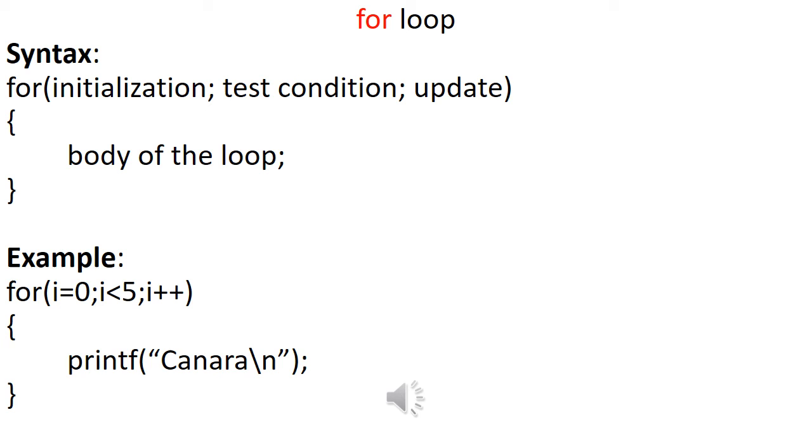Next, the test condition is checked. If the test condition is true, then the body of the loop will be executed once. After that, the control goes to the update part, and then the variable is either updated, that is either incremented or decremented. After that, again the test condition will be checked. Now if the test condition is true, again the body of the loop will be executed. So the body of the loop execution continues until the test condition is true. Once the test condition becomes false, the control will come out of the loop and then execute whatever instruction is given in the sequence.